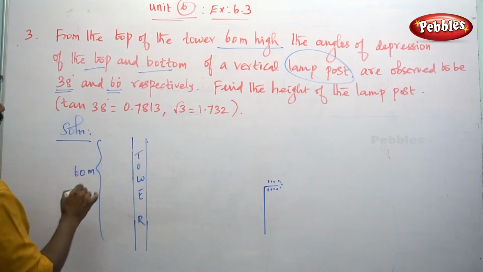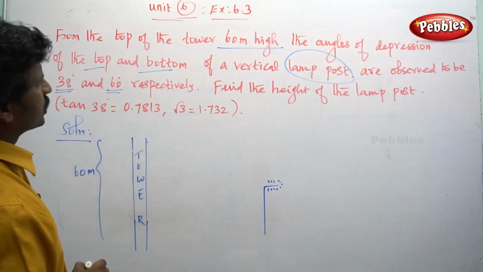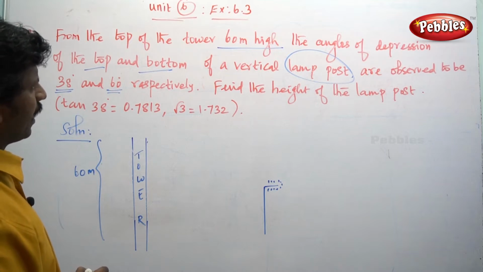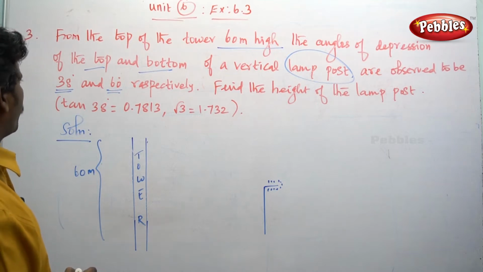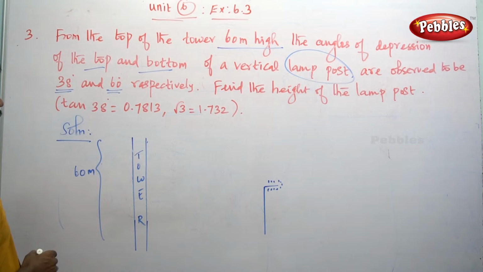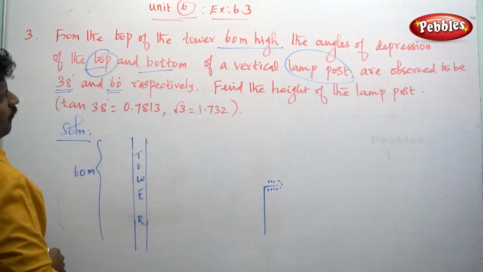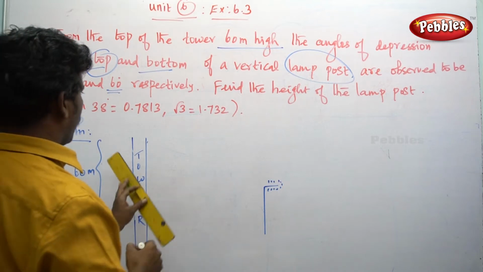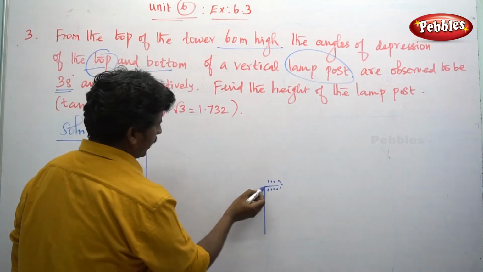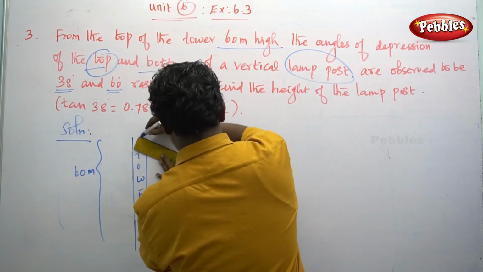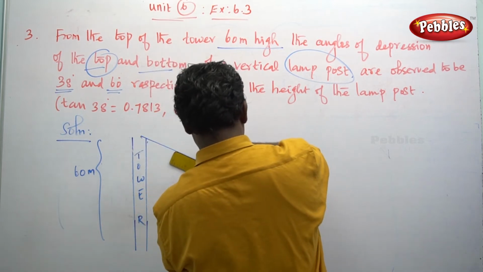60 meter. Height, the angles of depression of the top and bottom of the vertical lamp post are observed to be 38 degree and 60 degree respectively. First என்ன கொடுத்துருக்கு? The angle of depression top of a vertical lamp post. Top, அதாவது vertical lamp post, இதோட top. இங்கிருந்து the angle of depression, this is, right?